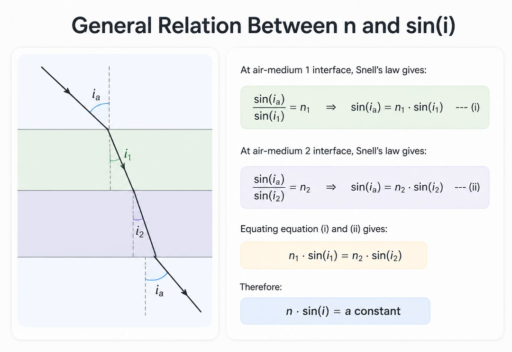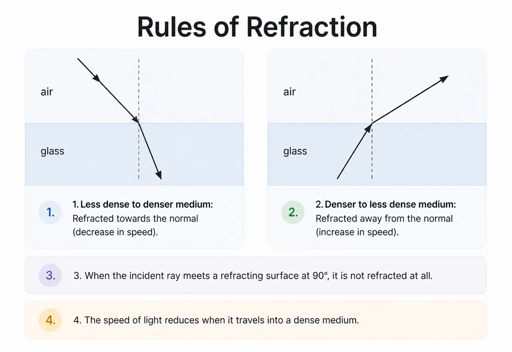Imagine light moving from air through medium 1, then medium 2, and back into air. If we apply Snell's law at the first interface, we find that the sine of the angle in air equals the refractive index of medium 1 times the sine of its angle. Applying this logic across all boundaries reveals a powerful universal rule. The product of the refractive index of a medium and the sine of the angle in that medium is always constant across parallel boundaries.